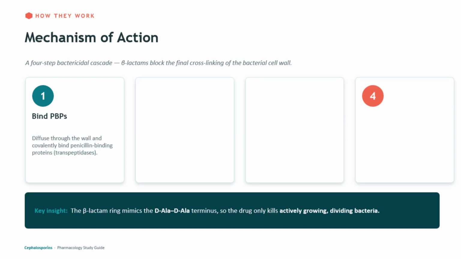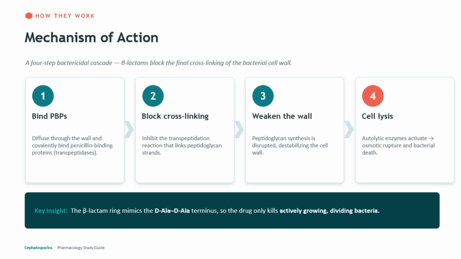Now let's look at how these drugs actually kill bacteria, because the mechanism explains almost everything else we'll discuss today. It's a 4-step cascade. First, the drug diffuses through the cell wall and covalently binds the penicillin-binding proteins. These are the transpeptidase enzymes that build the wall. Second, by binding them, it blocks the cross-linking reaction that stitches the peptidoglycan strands together.